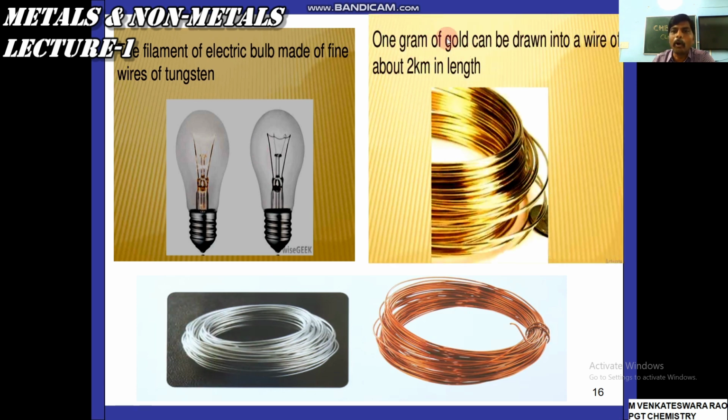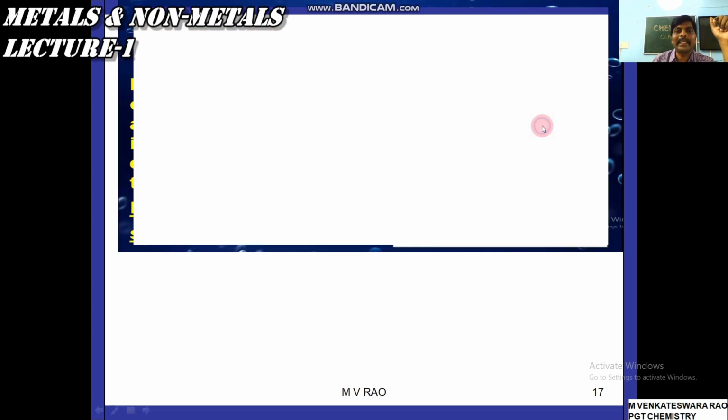Take 1 gram of gold, a very small piece. 1 gram of gold can be drawn into a wire of about 2 kilometers length. So with 1 gram of gold, you can make a wire of 2 kilometers length. So making into thin wires, what is the property name? Ductility.